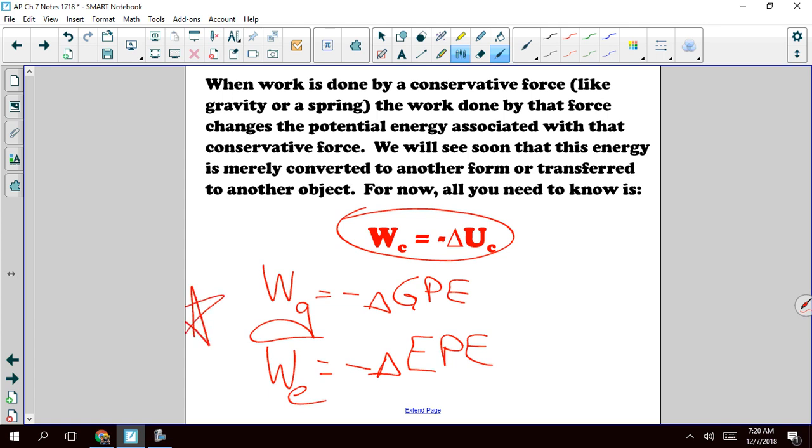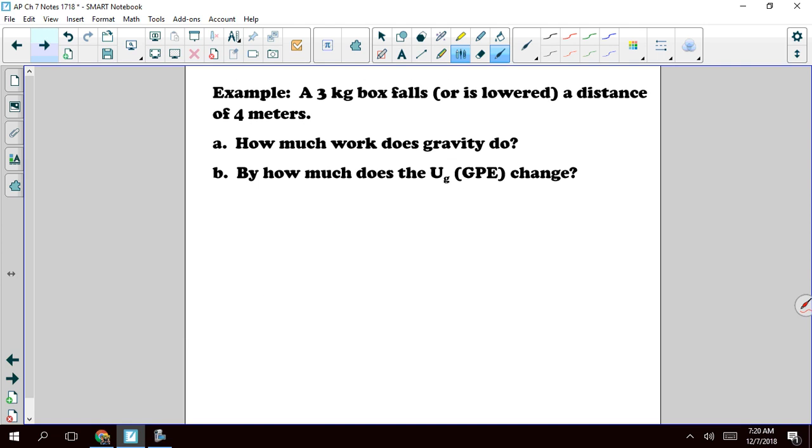All right, so let's do an example here. We've got a 3 kilogram box that is somehow moving down through a distance of 4 meters. Let's figure out how much work gravity does and how much the potential energy changes, and just confirm that they do in fact follow this rule. So here's our box. We're going to move it down 3 meters. So how much work does gravity do?